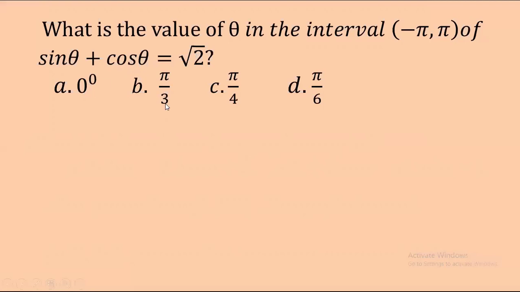So pi by 3. Pi by 3 is equal to what? Sine 60 is root 3 by 2 and cos 60 is half. So after adding, we are not getting this. Now pi by 4. Sine pi by 4 is 1 by root 2, cos pi by 4 is 1 by root 2. 1 by root 2 plus 1 by root 2, so total it is 2 by root 2, that means root 2. So this is the correct answer.